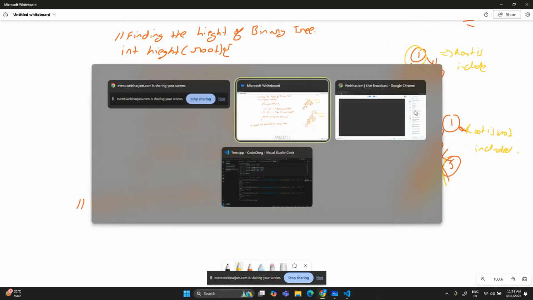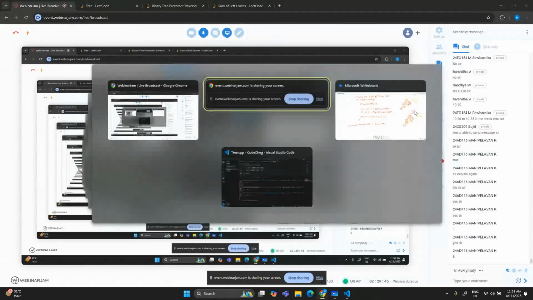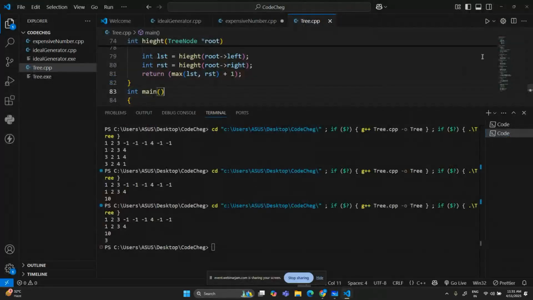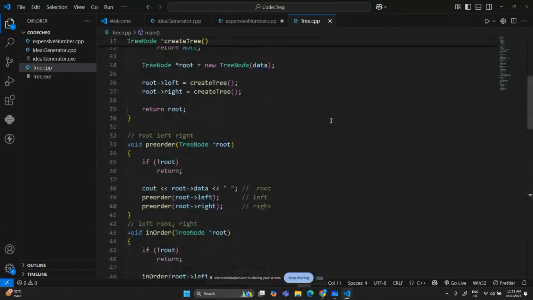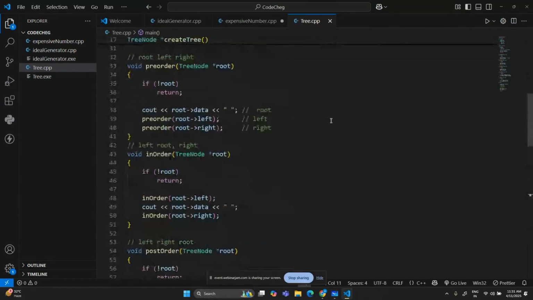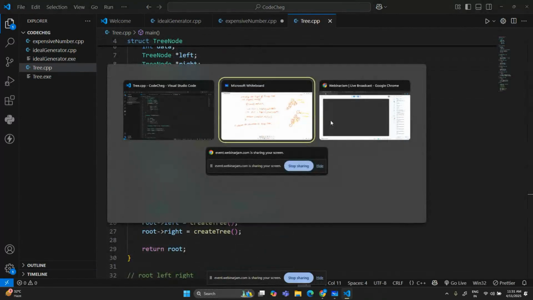Class, is it clear? How can we find the diameter of a binary tree? And class, one more thing. Do you need this code? Shall I share this code with you or not?